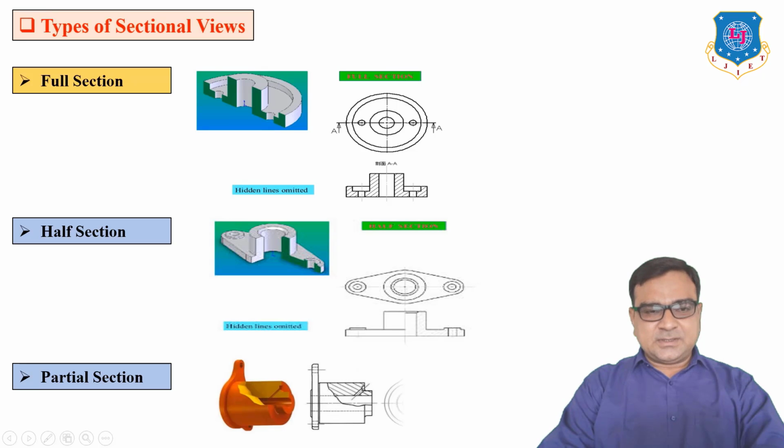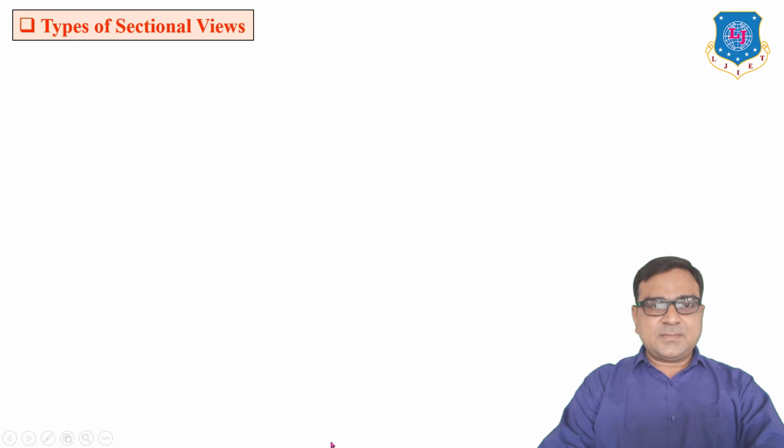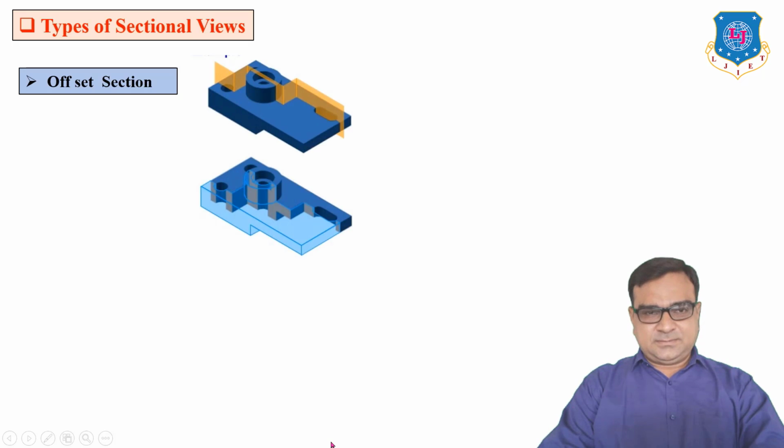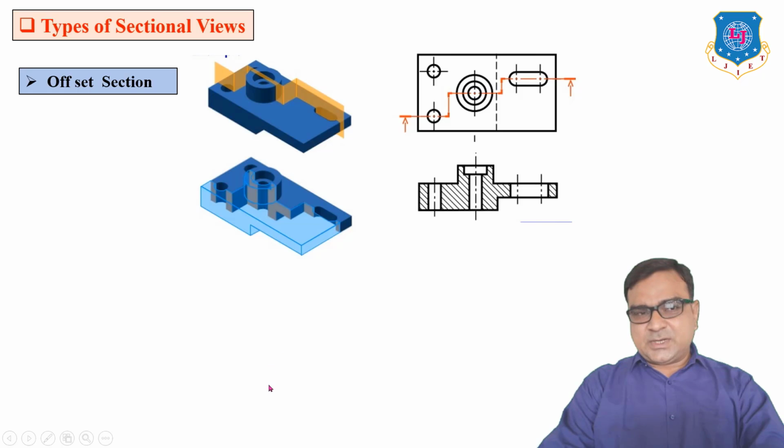Now partial section means if we remove some part of the object and then we focus on the sectional view of that particular part, then this type of section is known as partial section. Now another, offset section. If the cutting plane is not in one particular plane, but is passing through some required holes like this, and the cutting plane is in a zigzag manner, or you can say offset, then this type of section is known as offset section.